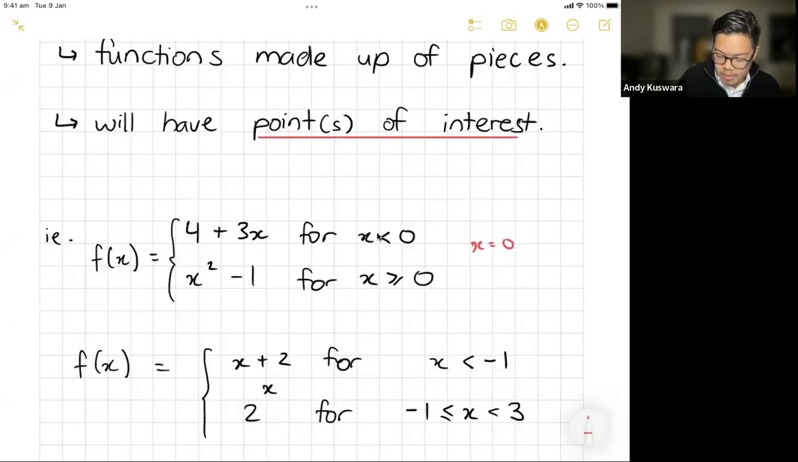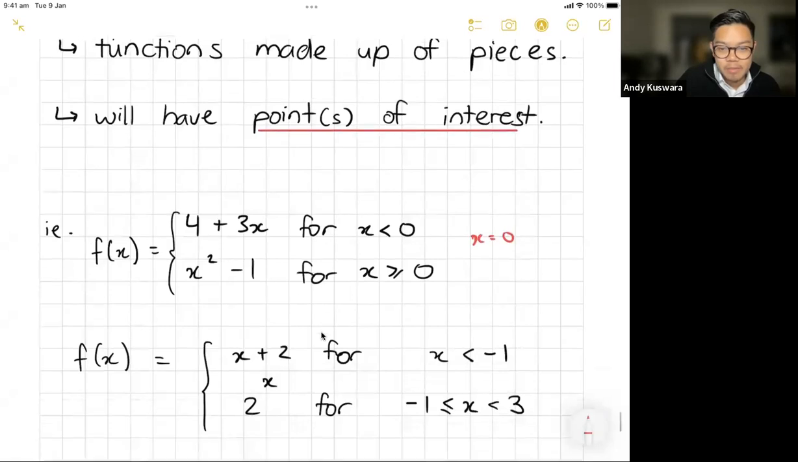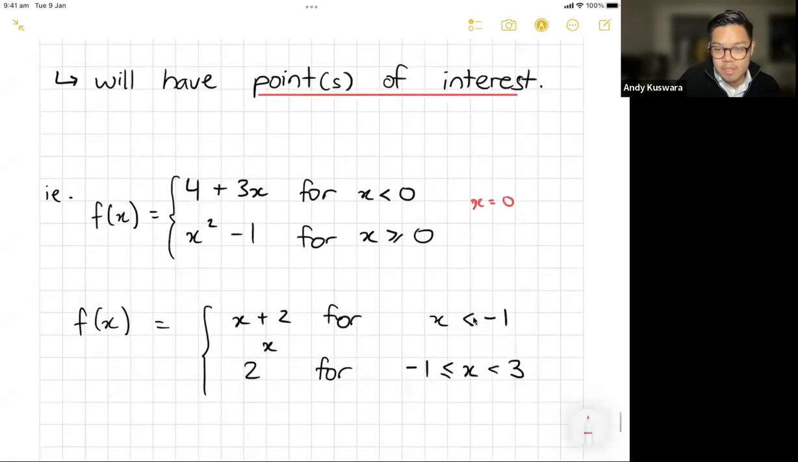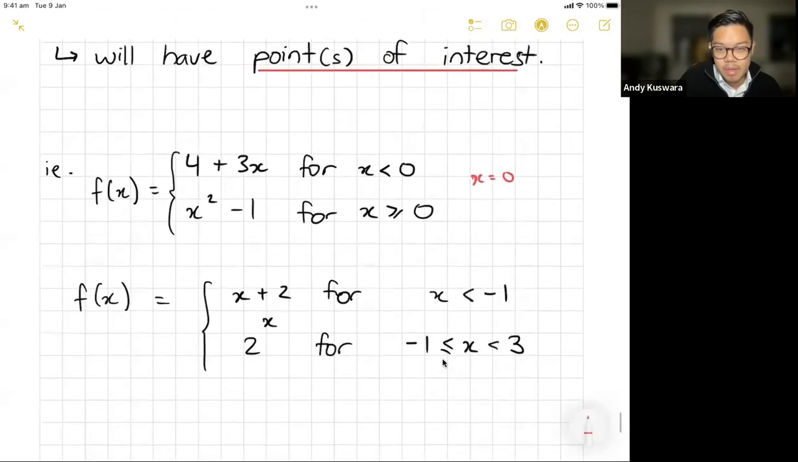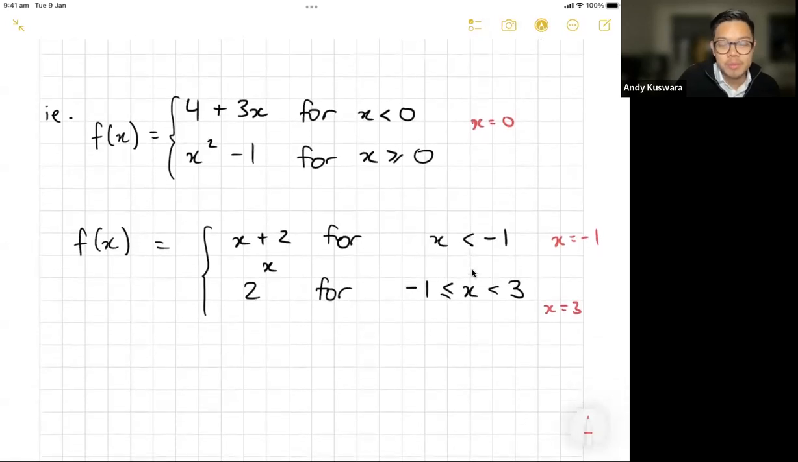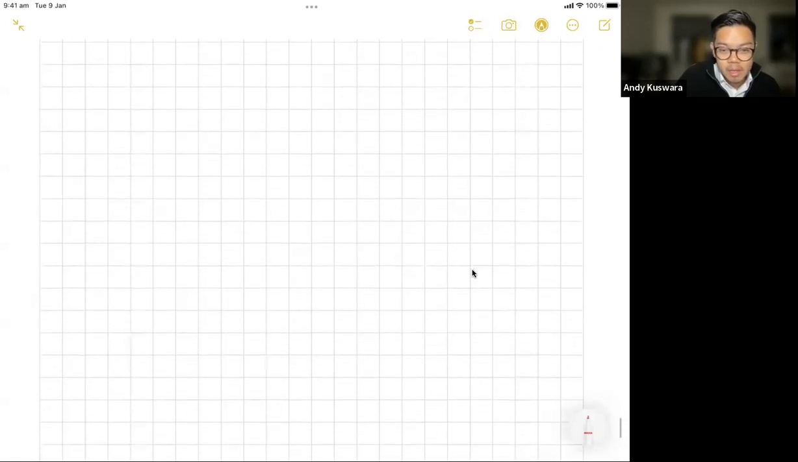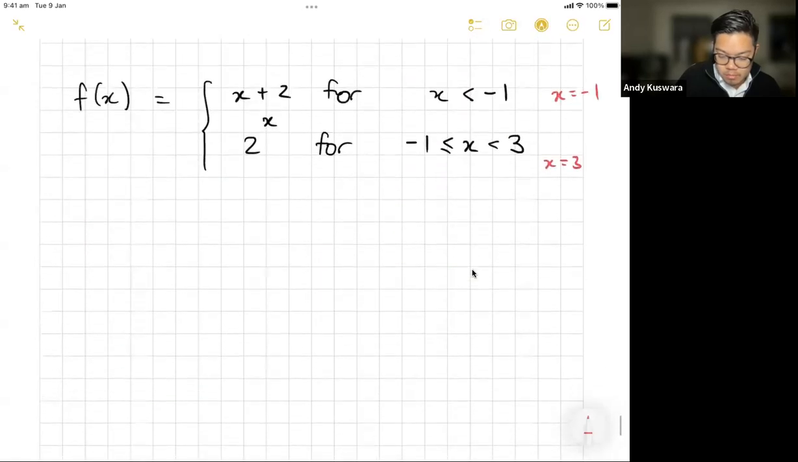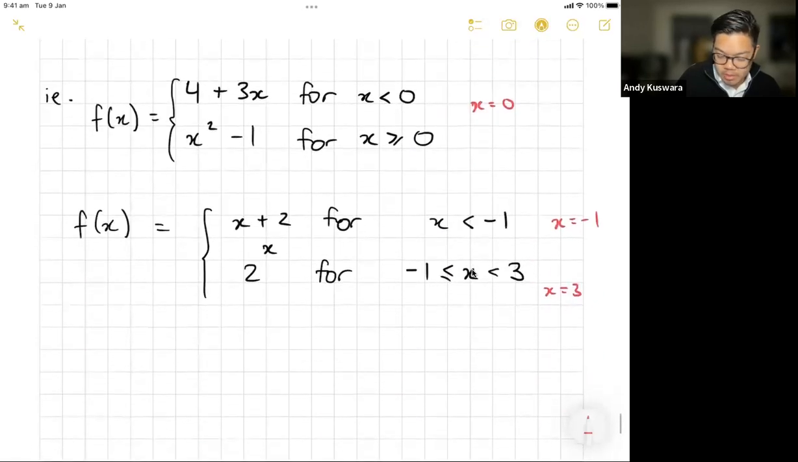For this graph down here, we can see that something happens around this -1, and we also see that something happens around this 3 mark. As we go through the examples, you'll see exactly what it means.